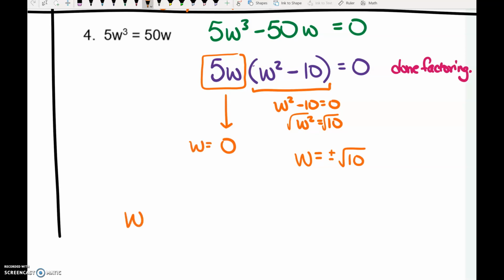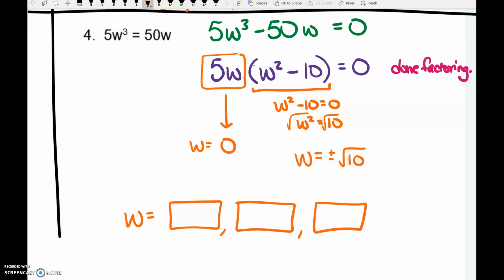Okay, now Big Ideas Math loves to do this whole 3-field thing. So one of our solutions is 0. Another solution is the square root of 10. Another solution is the negative square root of 10. Big Ideas doesn't like to use the plus minus symbol. They want you to split that up so that you really understand that there are two solutions there. There are two places where that is going to cross the x-axis.